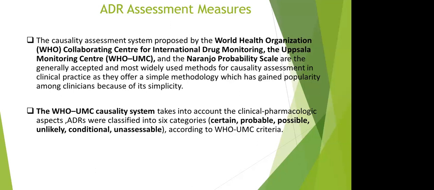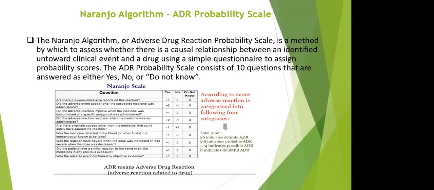So ADRs were classified into 6 categories based on WHO-UMC as certain, probable, possible, unlikely, conditional, unassessable according to WHO-UMC criteria. Naranjo algorithm. It is a questionnaire which was developed by Naranjo et al. So it is an adverse drug reaction probability scale which is used to assess whether there is a causal relationship between an identified untoward clinical event and a drug, using a simple questionnaire to assign probability scores.